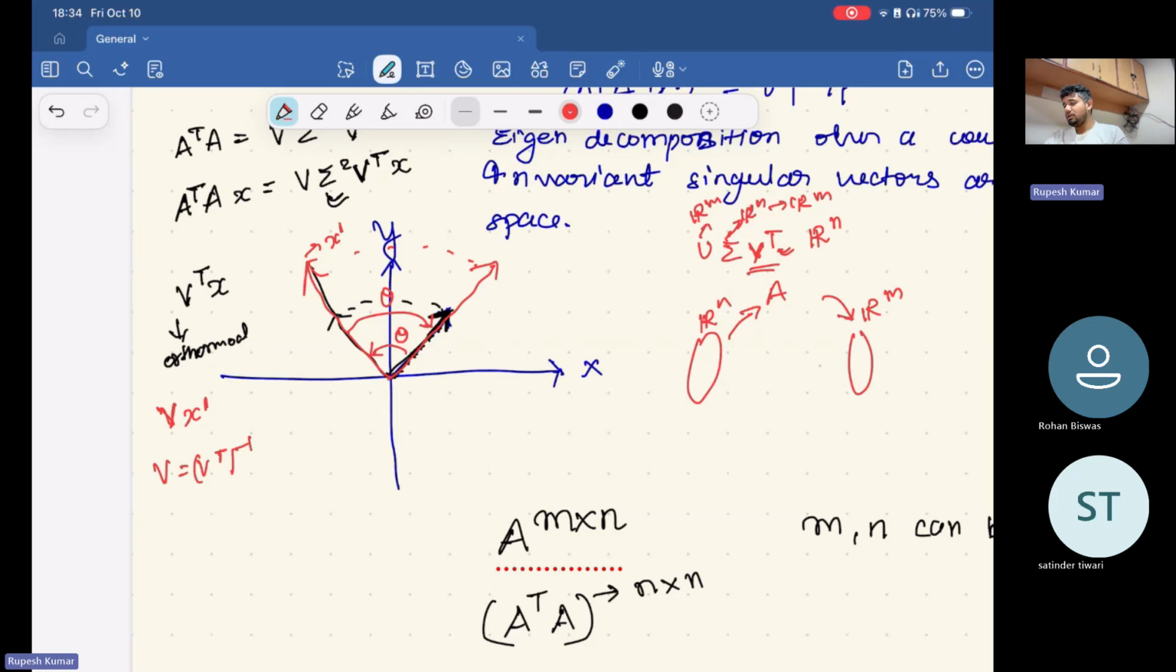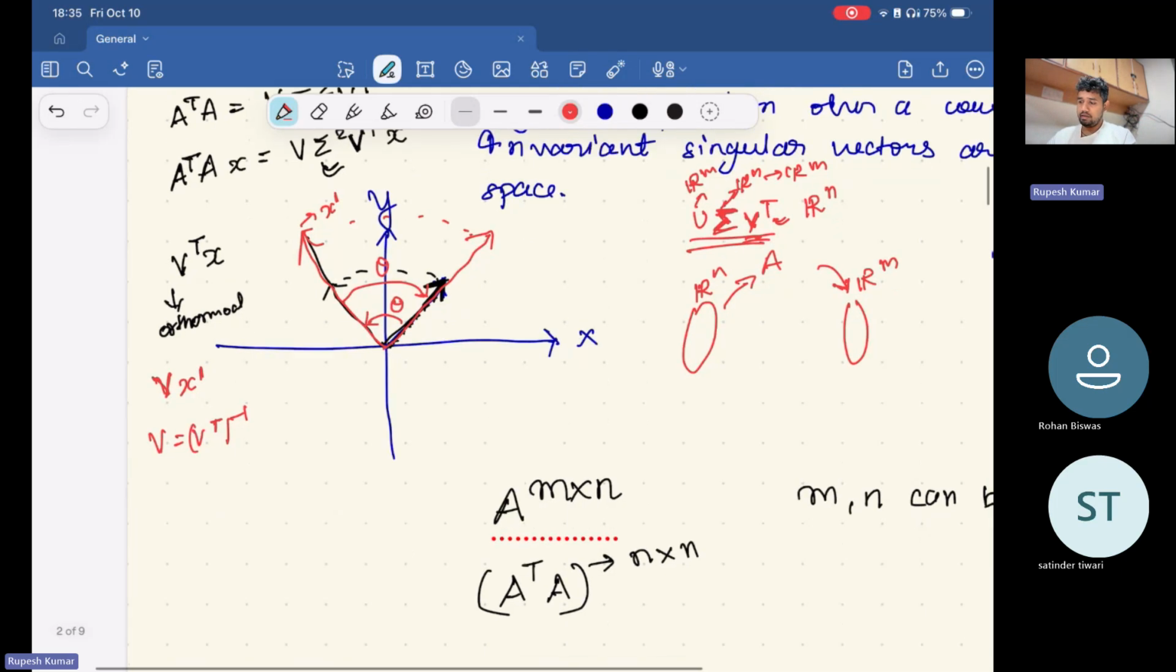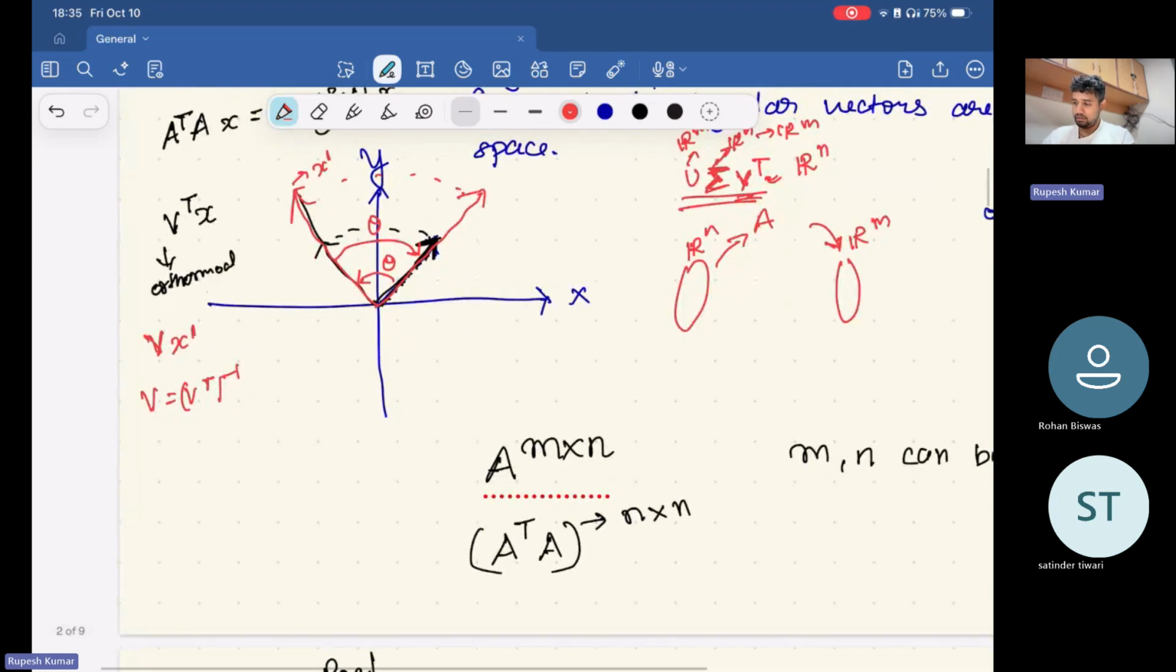So here we only saw the abstract view that a matrix takes a vector from Rn and transforms it into Rm space. But what is going on inside is, first, V transpose operates in the input space and rotates the vector. Then a scaling matrix scales the vector as well as transforms it from the Rn space to Rm space. And then finally another rotation matrix, the orthogonal matrix U, rotates the vector again in the output space, which is Rm space. This is what is happening as a whole when you do a matrix vector product, right?